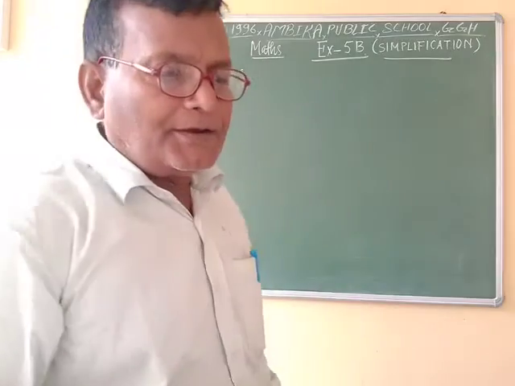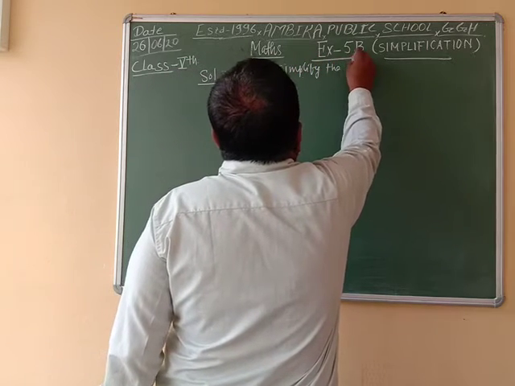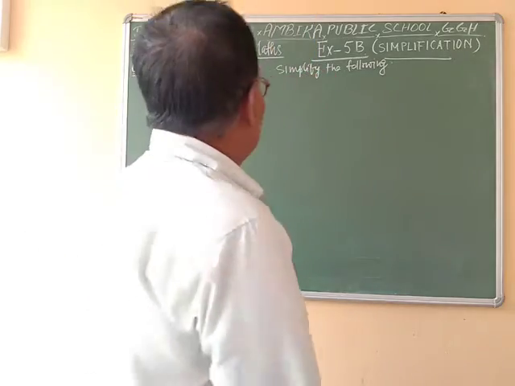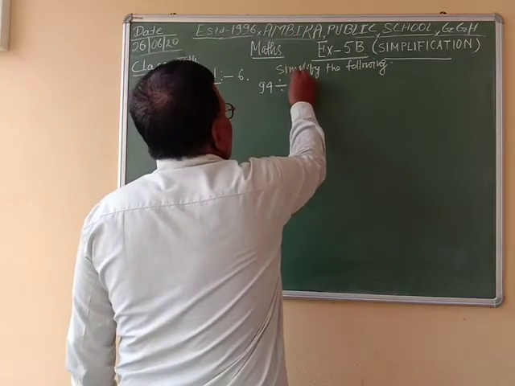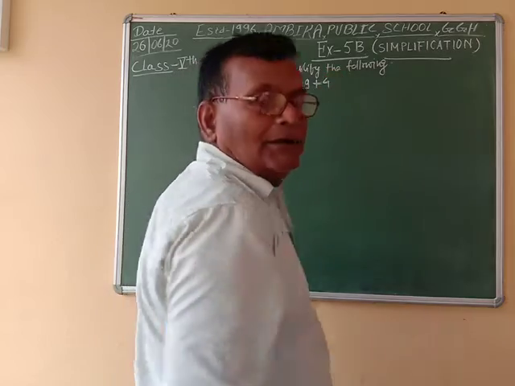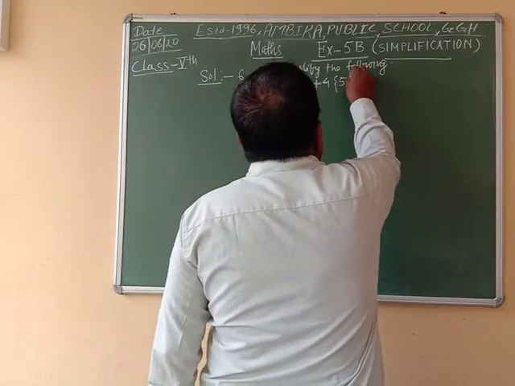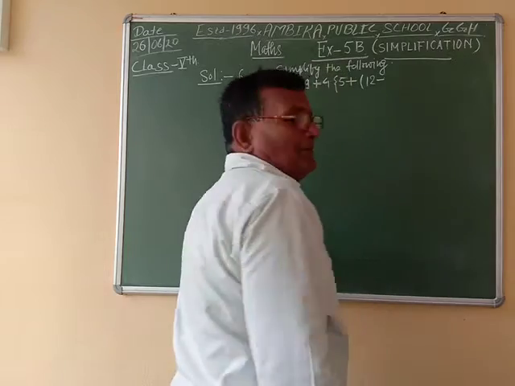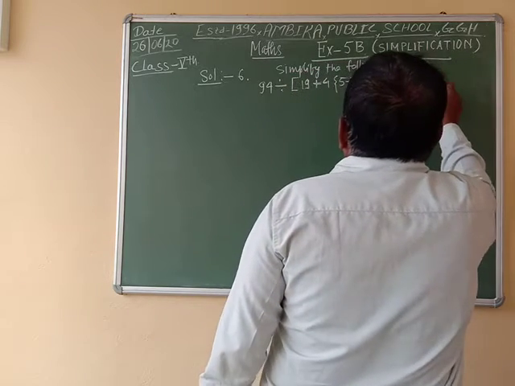Sixth number problem. Simplify the following: 94 divided by big bracket 90 plus 4 curly bracket starts 5 plus a small bracket 12 minus 9 plus 1. 9 plus 1. Bracket 1.